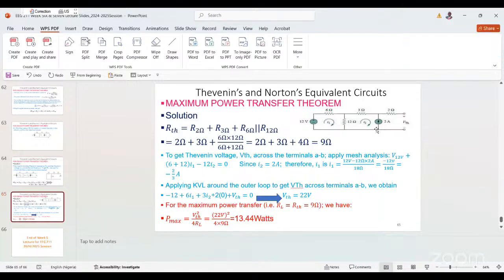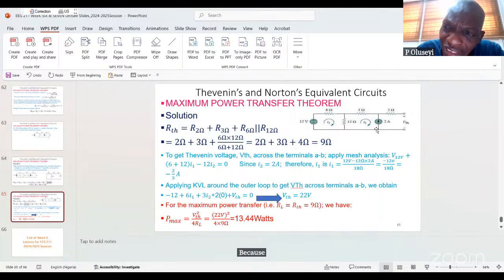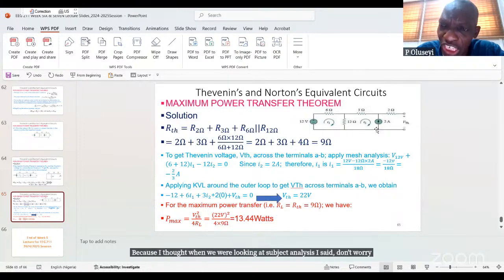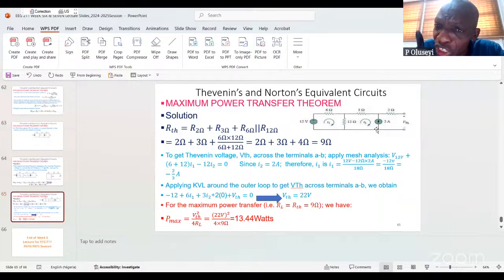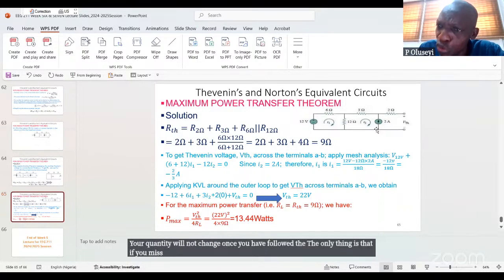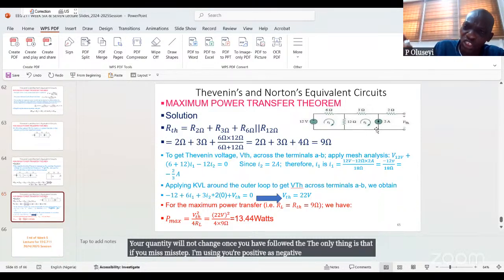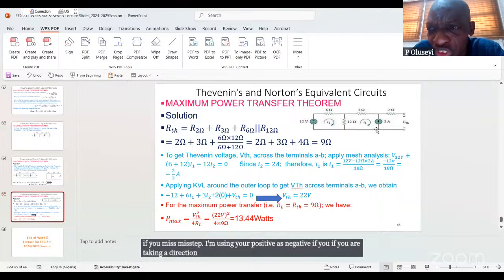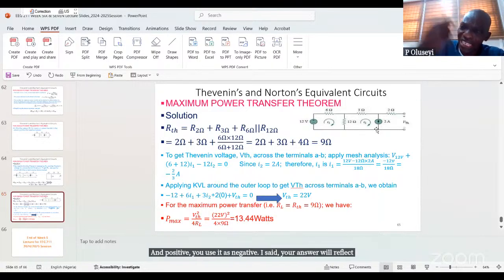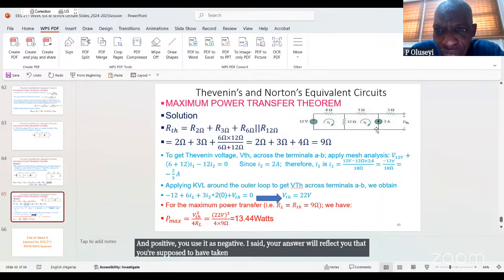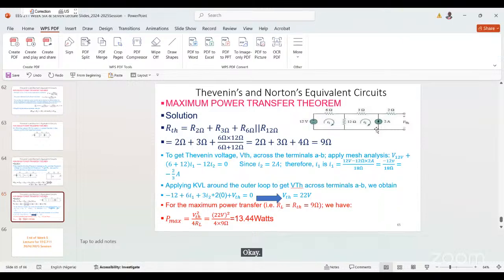Yes, sir. Because I told you when we were looking at circuit analysis, I said, don't worry, your quantity will not change once you are following the same pattern. The only thing is that if you misstep by using your positive as negative, if you are taking a direction as positive and you use it as negative, I said your answer will reflect it, that you're supposed to have taken the other way around. Does it make sense?